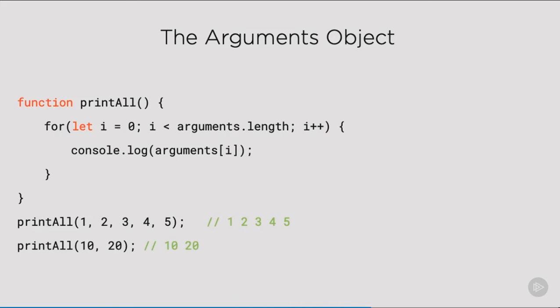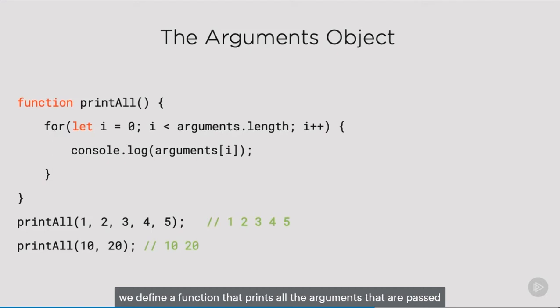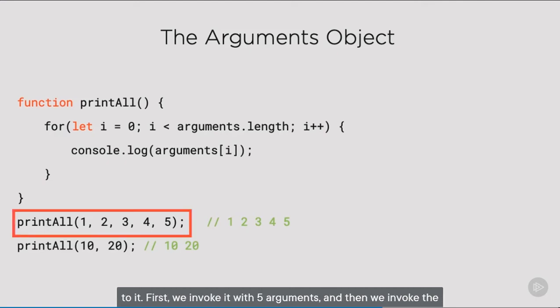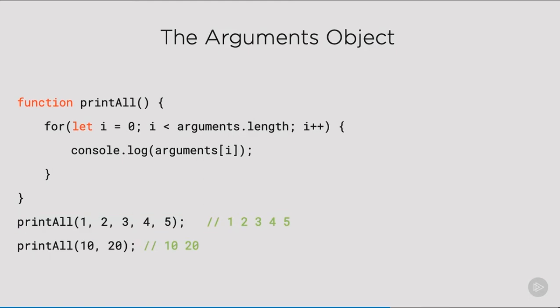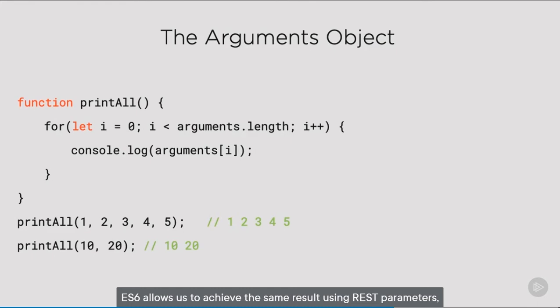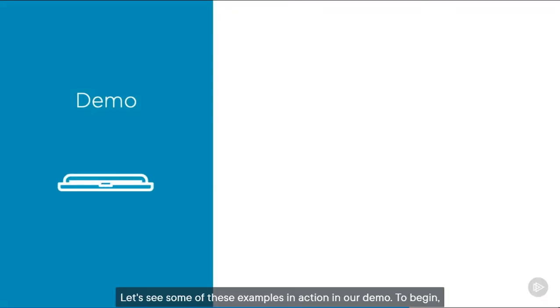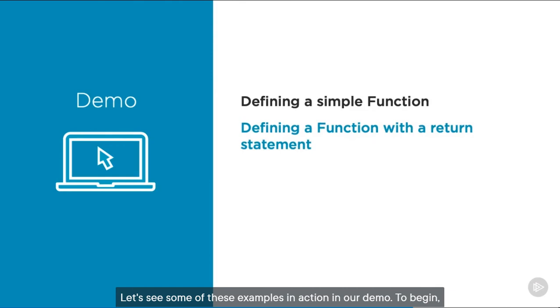In this example, we define a function that prints all the arguments that are passed to it. First, we invoke it with 5 arguments, and then we invoke the same function with only 2 arguments. ES6 allows us to achieve the same result using rest parameters, and we will revisit this example in one of the subsequent modules. Let's see some of these examples in action in our demo.